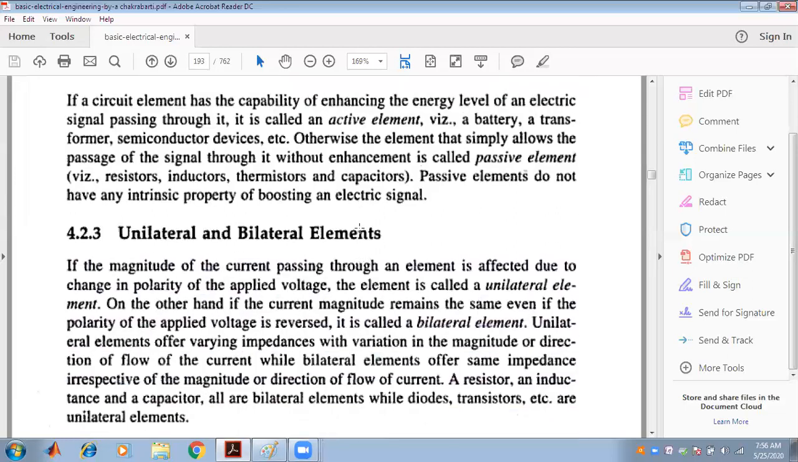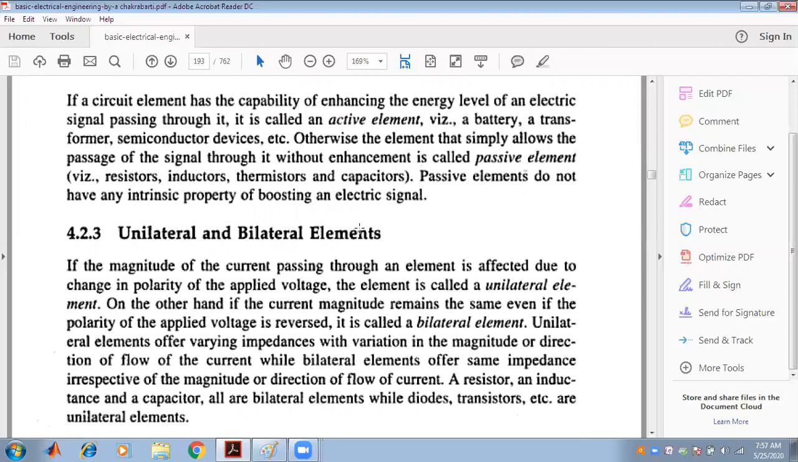Another part is unilateral and bilateral elements. If the magnitude of the current passing through the element is affected due to a change in polarity of the applied voltage, the element is called a unilateral element. On the other hand, if the current magnitude remains the same even when the polarity of the applied voltage is reversed, it is called a bilateral element. Unilateral elements offer varying impedances with the variation of the magnitude or direction of flow of the current, while bilateral elements offer the same impedance irrespective of the magnitude or direction of the flow of current.